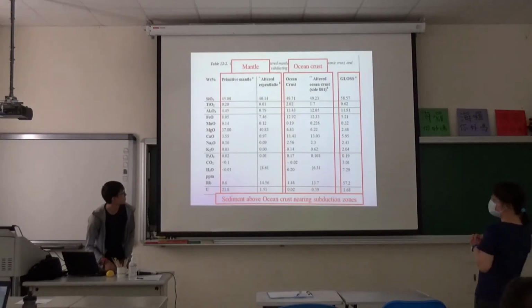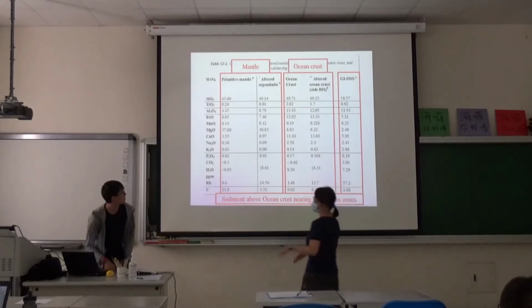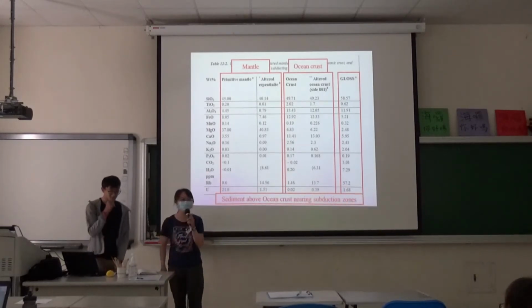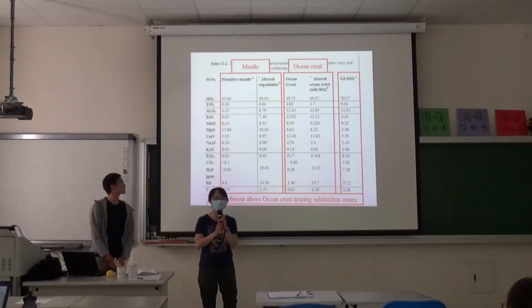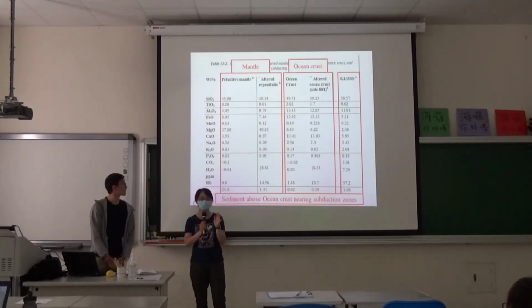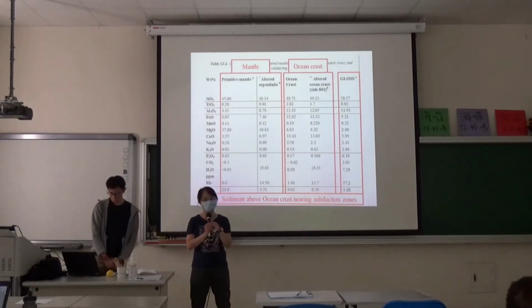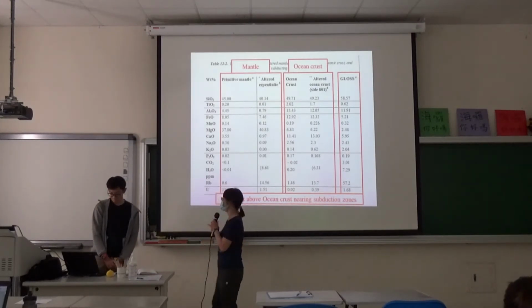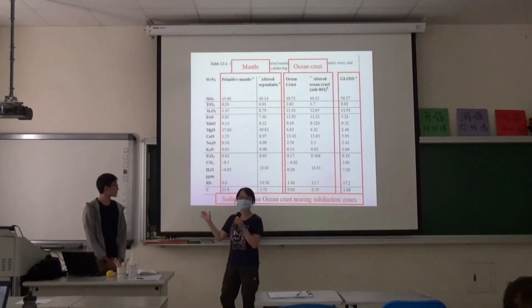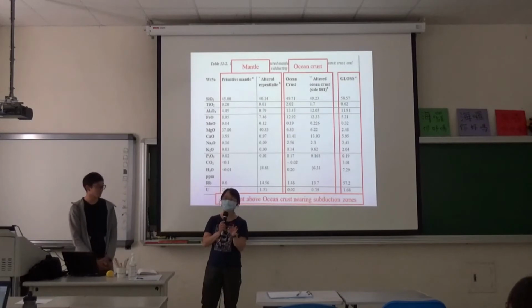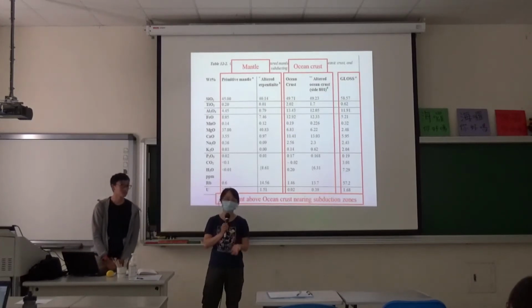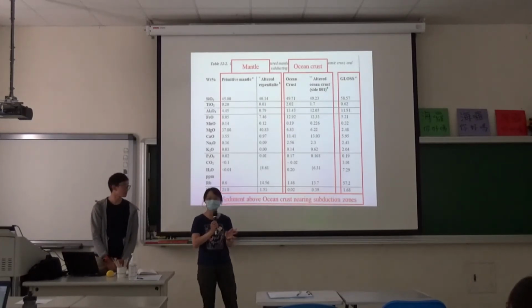Well, it's a very simple but correct answer. Because by definition, serpentinite is the product of water-rock interaction. So it's formed by water. And mantle, as mentioned in Andy's talk, mantle itself is very dry. So the mineral is very dry. So the water content is low.